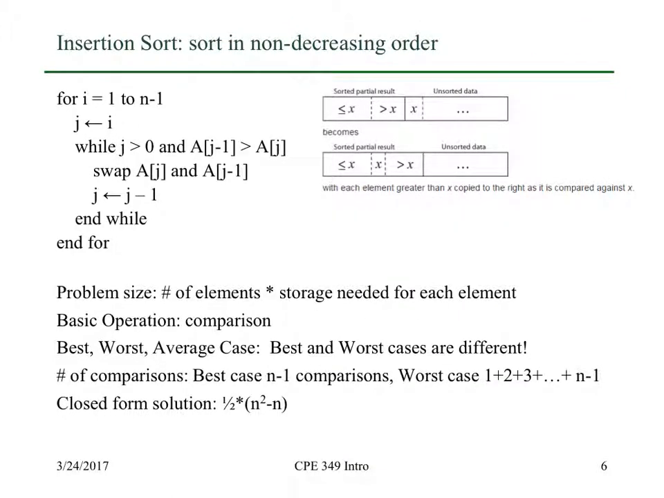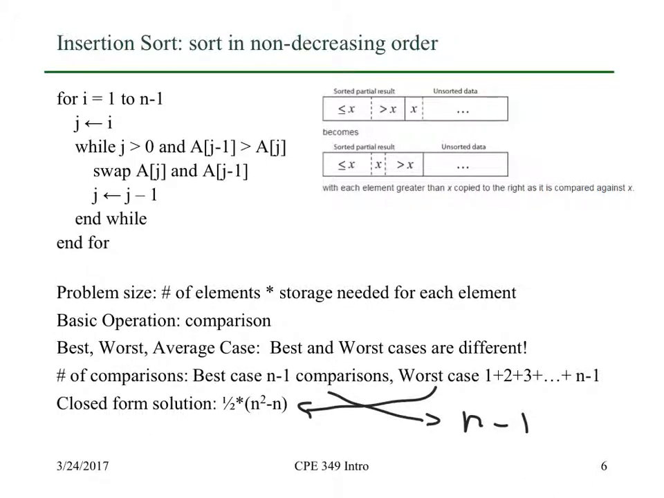So that's written down a little bit more carefully on this slide. Again, problem size is the number of elements times the storage needed for each element. Basic operation is comparison, and best and worst cases are different. Again, the best case is when they're already in sorted order, and the worst case is when they're in reverse sorted order. The best case only requires n minus 1 comparisons altogether, but the worst case requires the same summation that we had for selection sort. So the closed form solution for the worst case is the same as selection sort, but for the best case, it's just n minus 1.